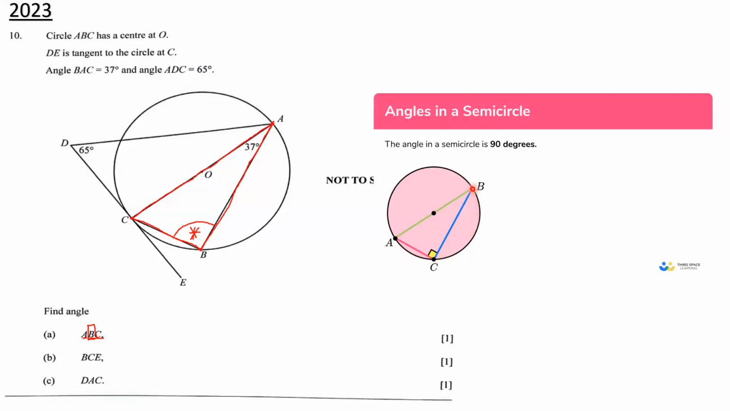Okay, let's move on to the next part. If we look carefully, we see that this angle right here is 90 degrees because the angle in a semicircle is 90 degrees. So this angle right here is going to be 90 degrees. Now, how do we know that? Because we are also dealing with an angle in a semicircle.